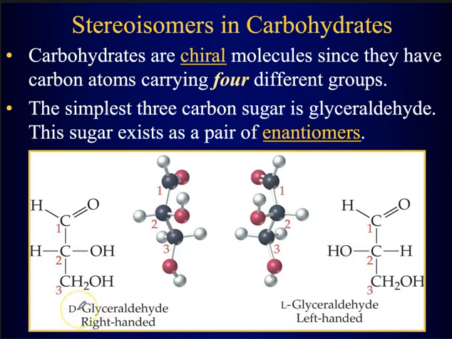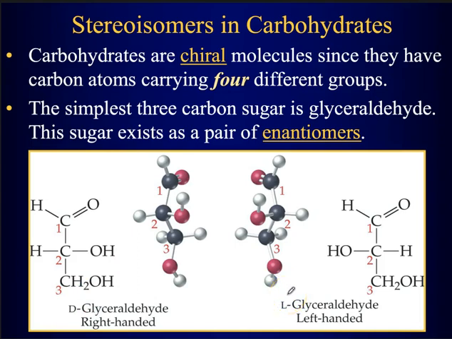Now, it just so happened that Fischer, who is the guy that created these projections, these are actually called Fischer projections when we draw our molecules this way, figured out that there were 2 different mirror image molecules. This was back in the late 1800s. So he figured this out, and he happened to call them D and L enantiomers.